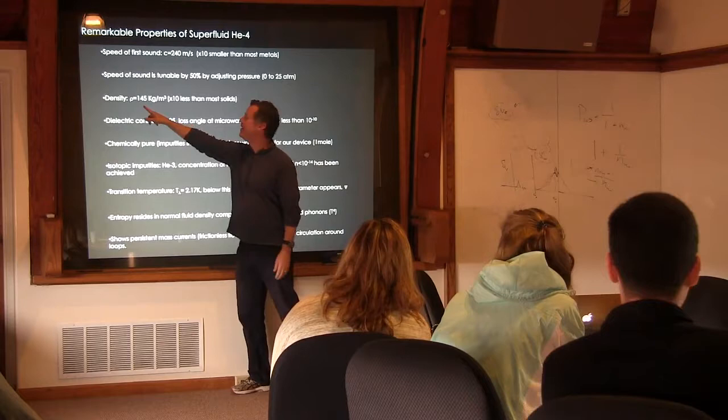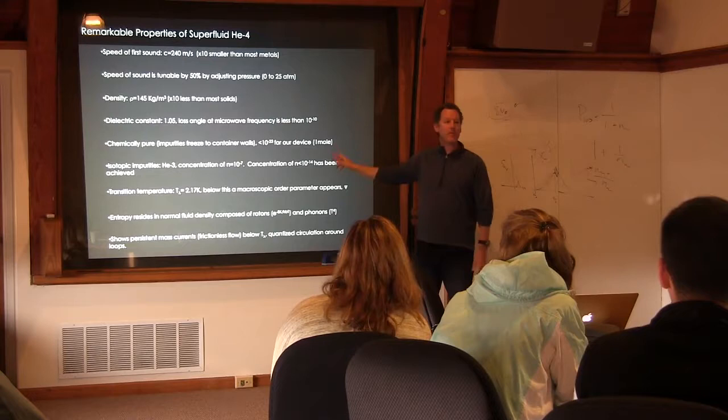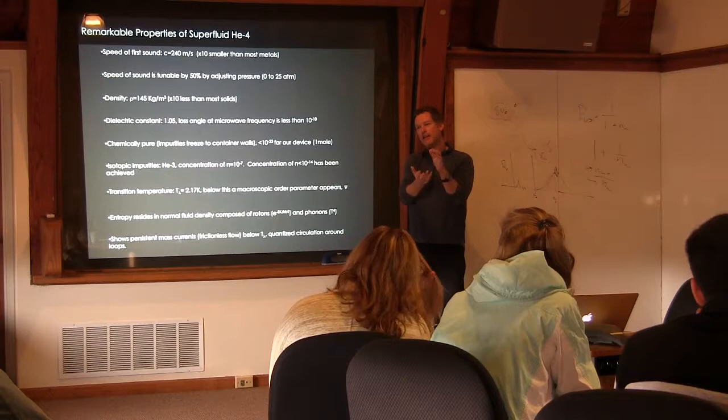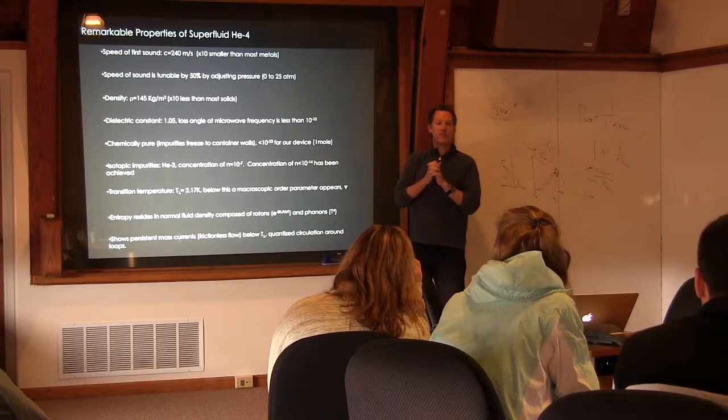It's really light stuff. Here's some weird stuff. It's chemically completely pure. All the impurity atoms are frozen to the walls. And so when you have a sample of helium, it's all helium. There's nothing else. And it's the only material that does that, right? So when people say silicon is the most pure material on the planet, they're unaware of helium, basically.